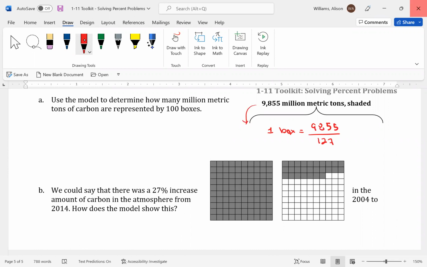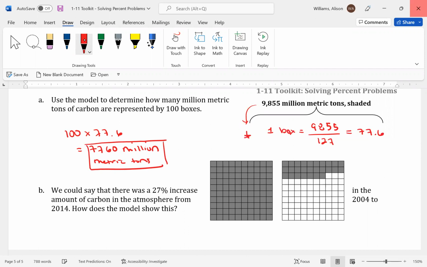I grab my calculator, and I'm getting 77, we'll say 77.6. So one box is 77.6. So 100 of them is going to be 7,760. So 7,760 million metric tons, tagging on that unit of measurement. And that would be the answer to part A.